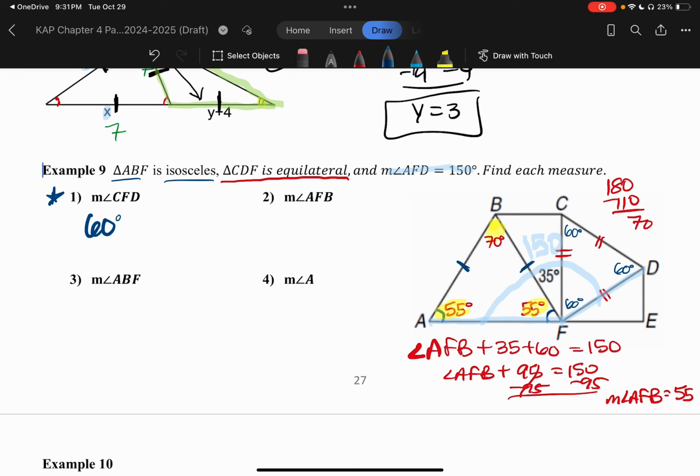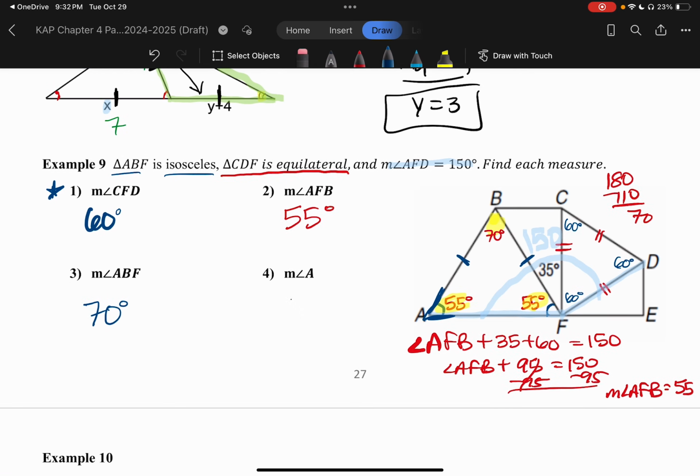Next, they asked us about angle AFB. That's the one that we found with the equation down there at the bottom in red. AFB would be from A to F to B. It's that angle, 55 degrees. Then we have angle ABF, which happens to be that top angle. From A to B to F, it's that top angle, which we already found is 70, so 70 degrees. And then they're asking for the measure of angle A, which is this angle right here, 55 degrees. So we've pretty much answered all the questions here.